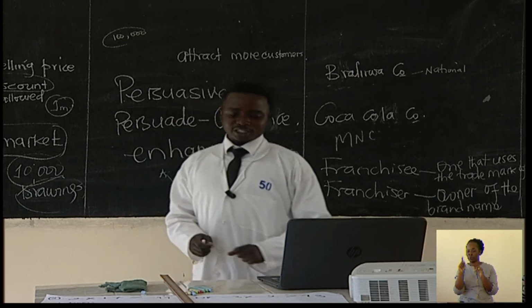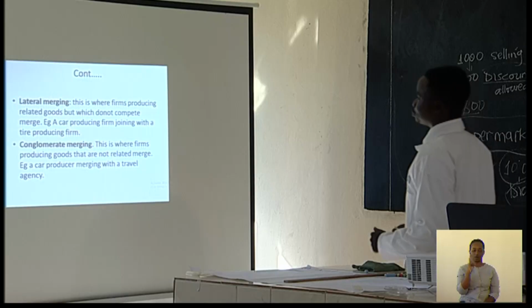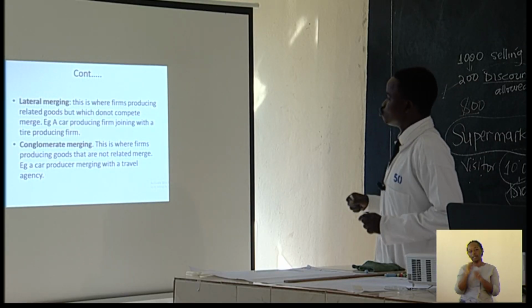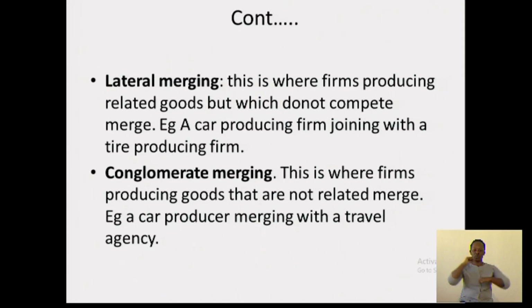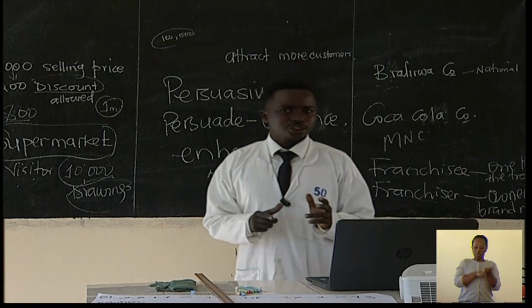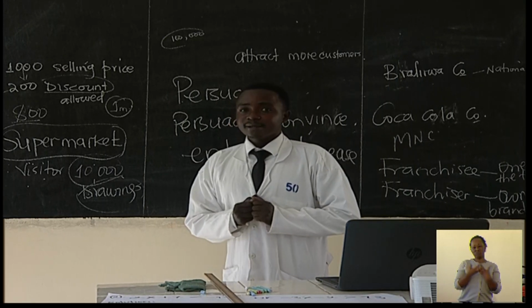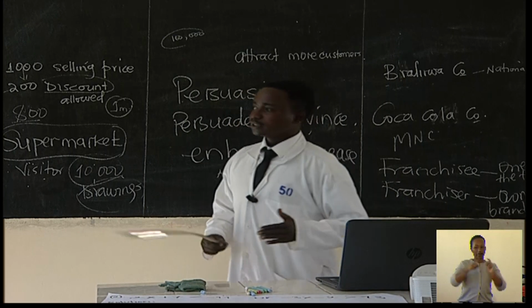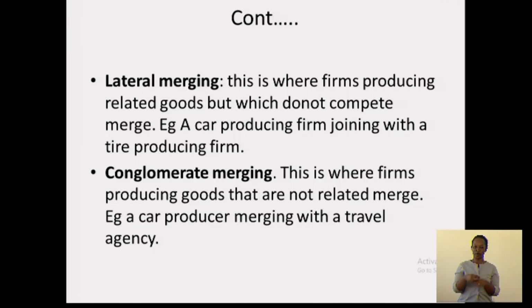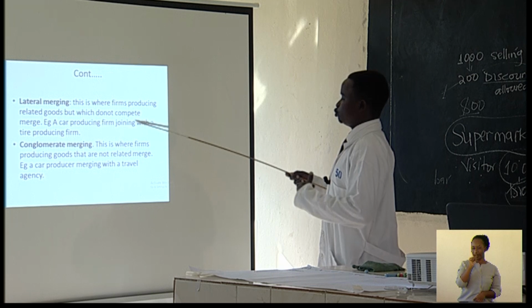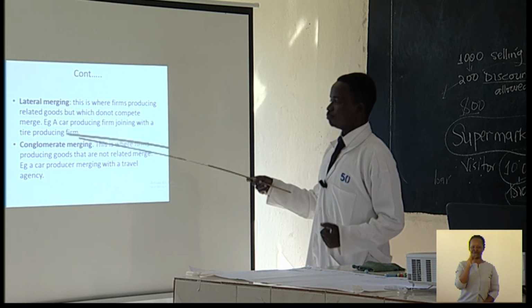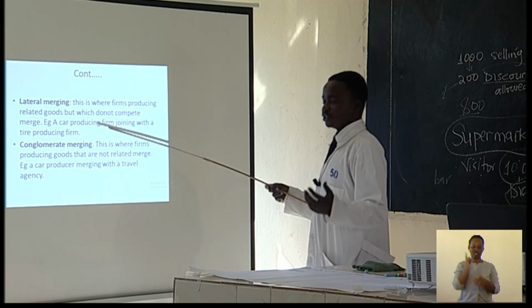Then you have lateral merging. This is where farms producing related goods, but which do not compete, merge. Goods are related, but they don't compete. For example, a car producing farm joining with a tire producing farm. These two don't compete. Tires are used by cars. Those are complementary goods in economics, they are used together. That is lateral merging: a car producing farm integrates with a tire producing farm.